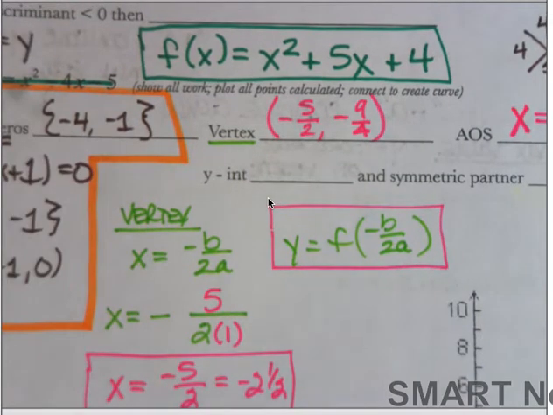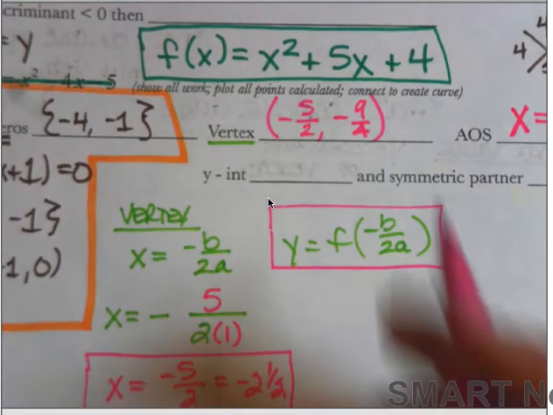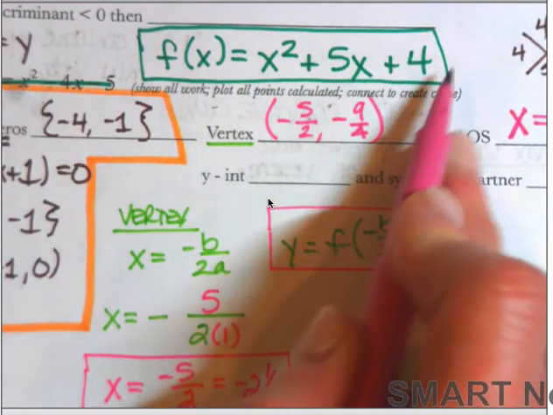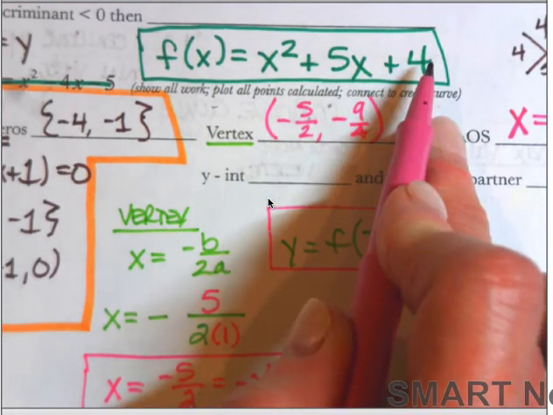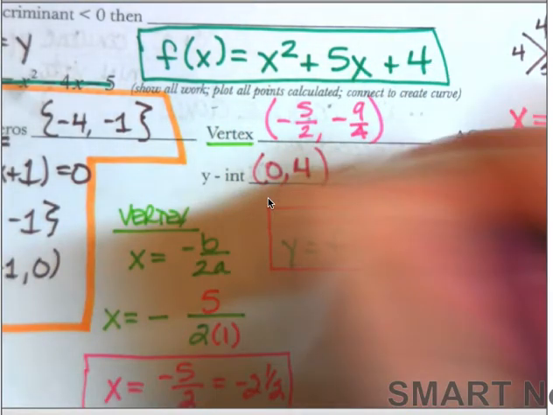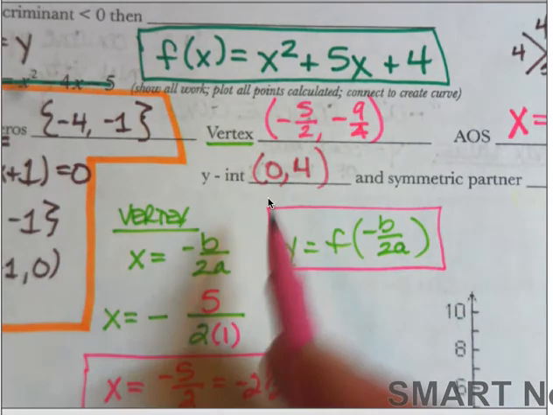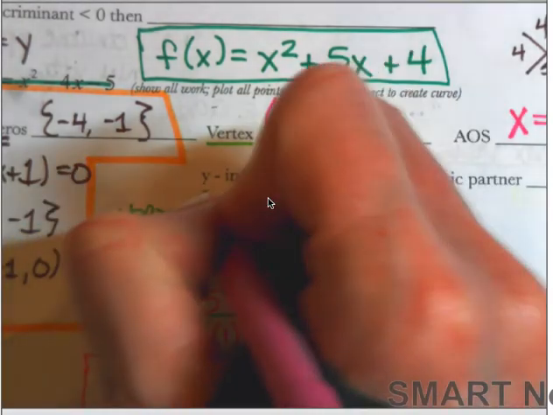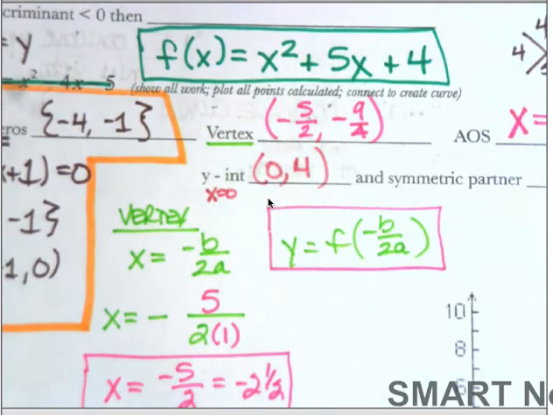Now, the y-intercept. The y-intercept occurs when x is 0. So when I go back and look at my original quadratic, if I let x become 0, the only number left standing is the constant, or 4. So the y-intercept is the ordered pair (0, 4). To intercept the y-axis, it's implied that the x-coordinate is 0. So when x is 0, the point sits right on the y-axis.